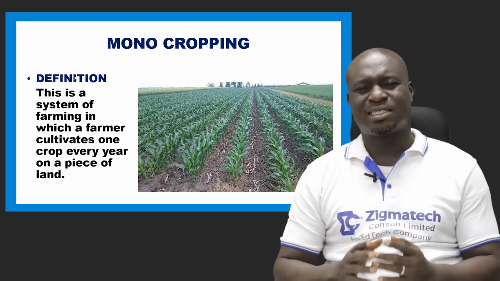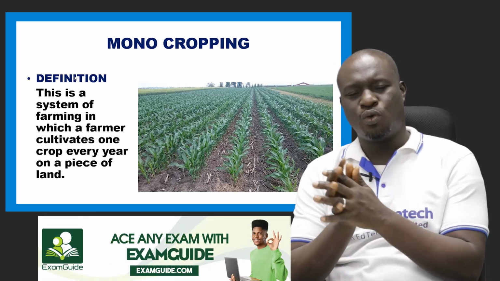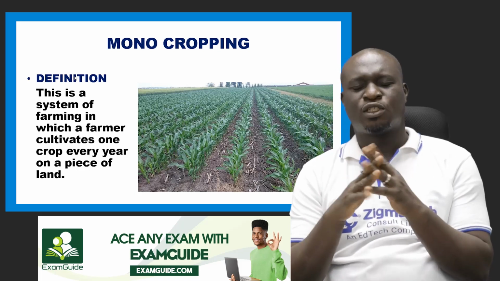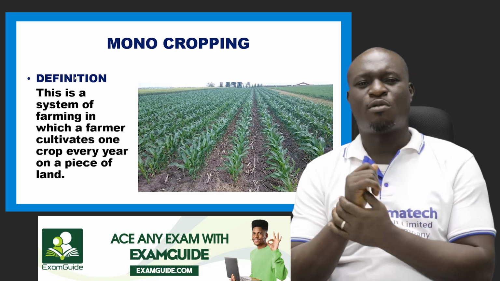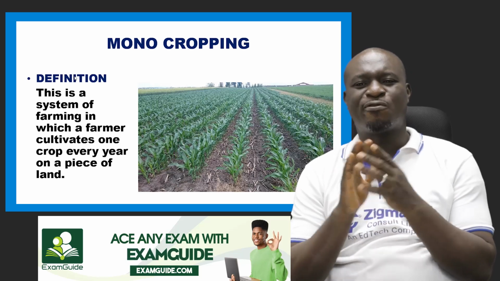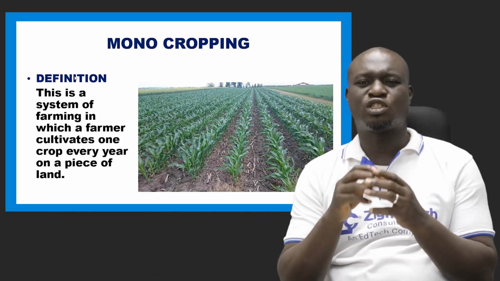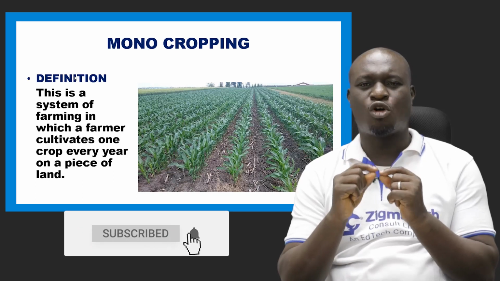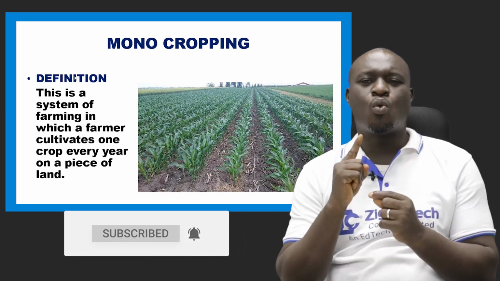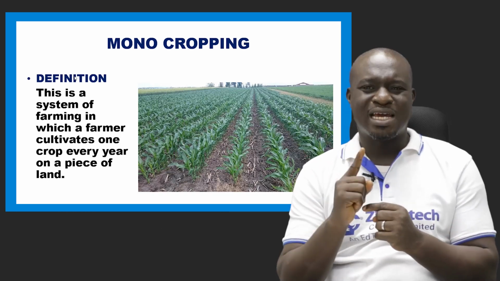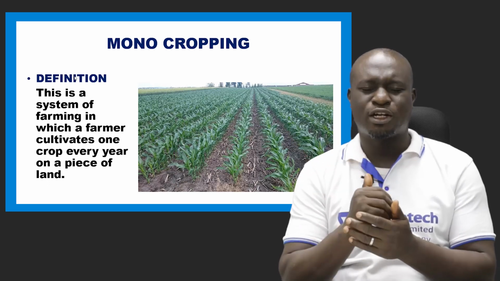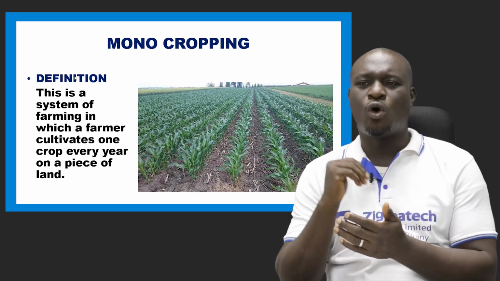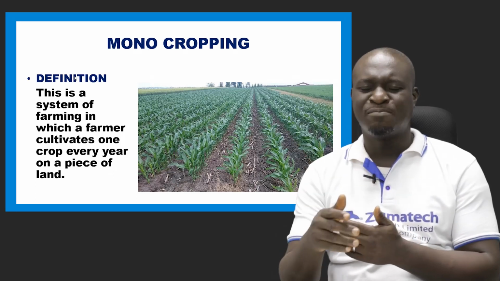Monocropping. Now, as the term implies, mono has to do with one. So monocropping can be defined as a system of farming in which a farmer cultivates one crop. That's why it is called mono. Cultivates one crop every year on a piece of land.